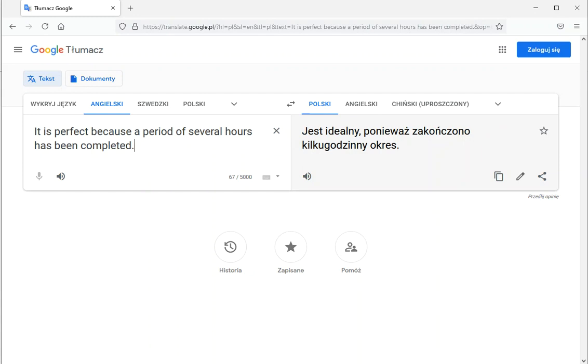Jest nieidealne. Jest zakończone, okay? This means zakończone. Jest zakończone, ponieważ zakończono kilkugodzinny okres. In grammar, perfect means zakończone, nie idealne. But the translator here is not so good. Okay, so it is perfect because a period of several hours has been completed.